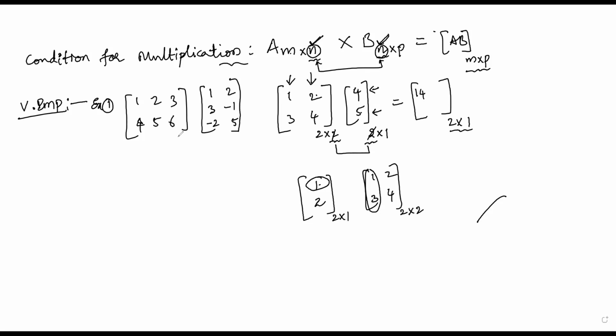Yes, we can multiply. Why? Because this is 2 by 3 and this is 3 by 2. The 3 columns equal the 3 rows. So the number of columns of the first matrix equals the number of rows of the second matrix. So the resultant matrix you get is 2 by 2.